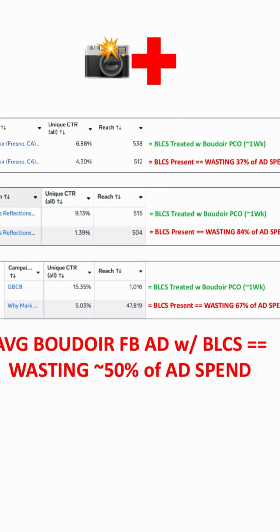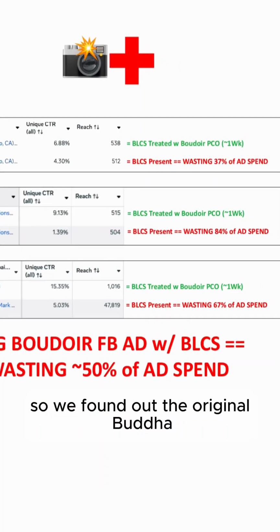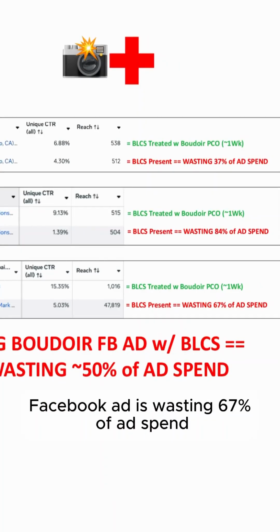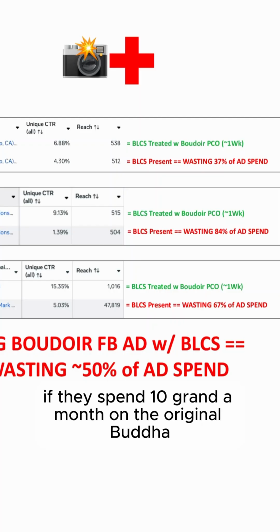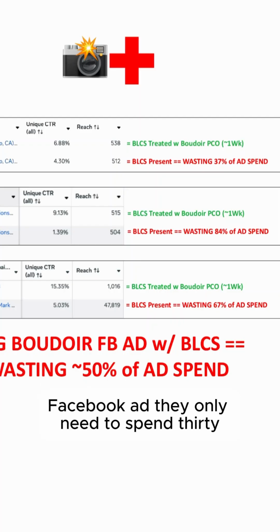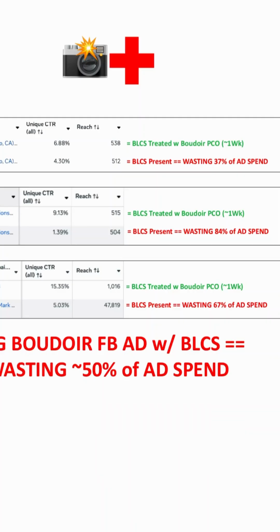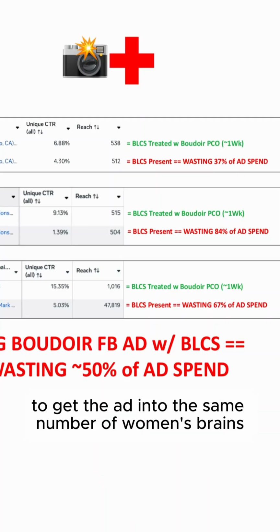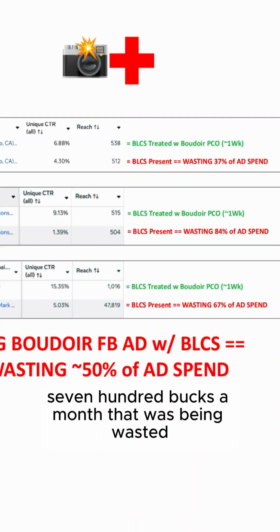We got the unique CTRL up to 15.35%. So we found out the original Boudoir Facebook ad was wasting 67% of ad spend. That means they're spending 10 grand a month on the original Boudoir Facebook ad. They only need to spend $3,300 a month on the Boudoir Pico treated ad to get their ad into the same number of women's brains in both scenarios. So it's $6,700 a month that was being wasted.